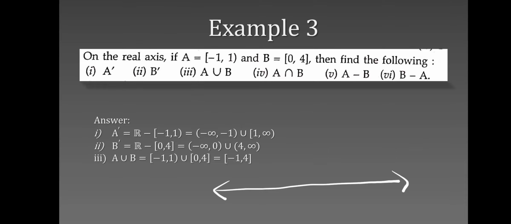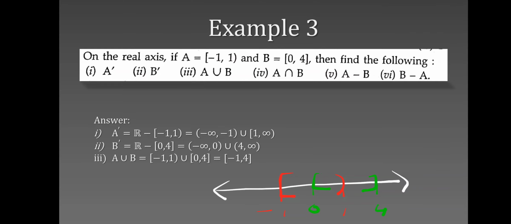Okay, so this is your minus 1. Here this is 1. So I think now this is better for us to work with. Right. And then let me take a different color. Okay. So here there is 0 and here there is 4. Okay. And this is my set B.